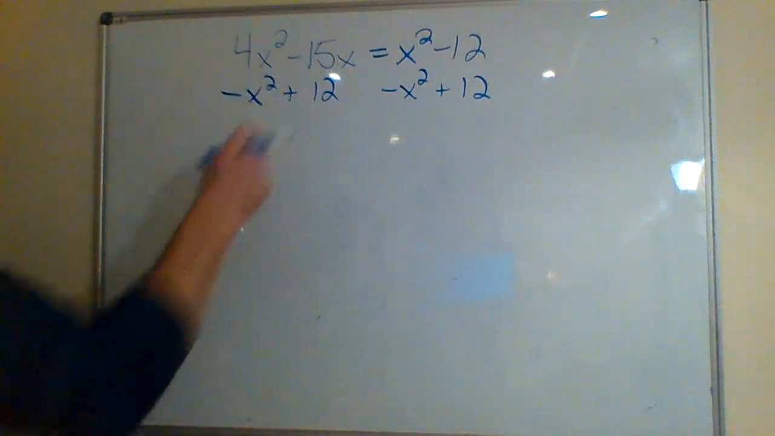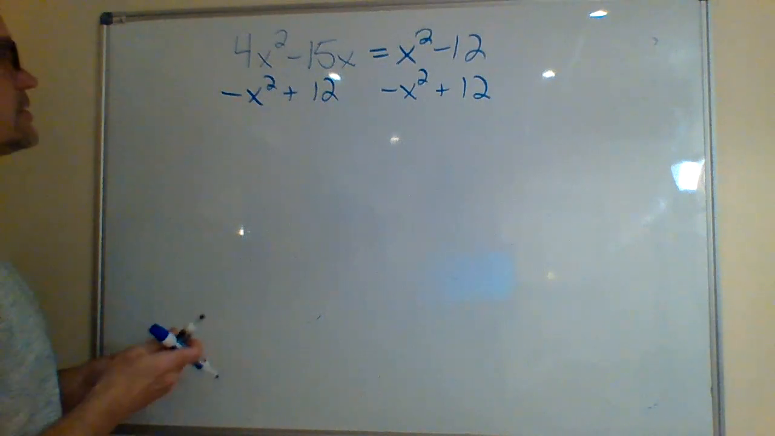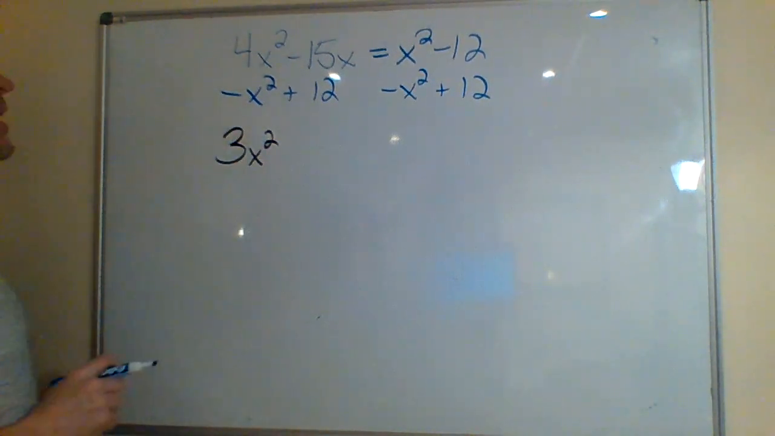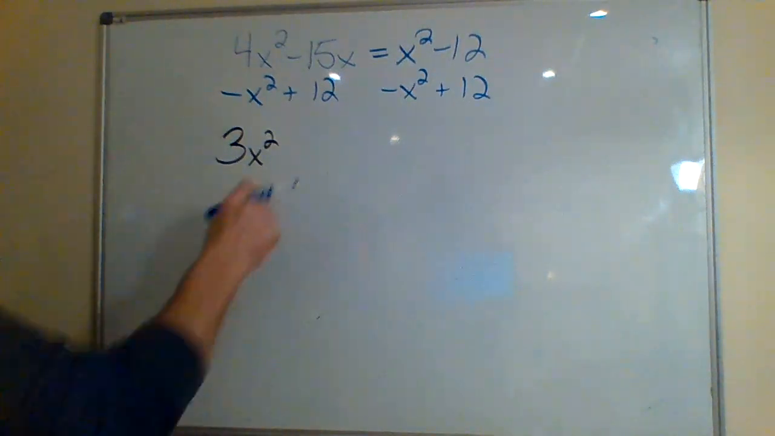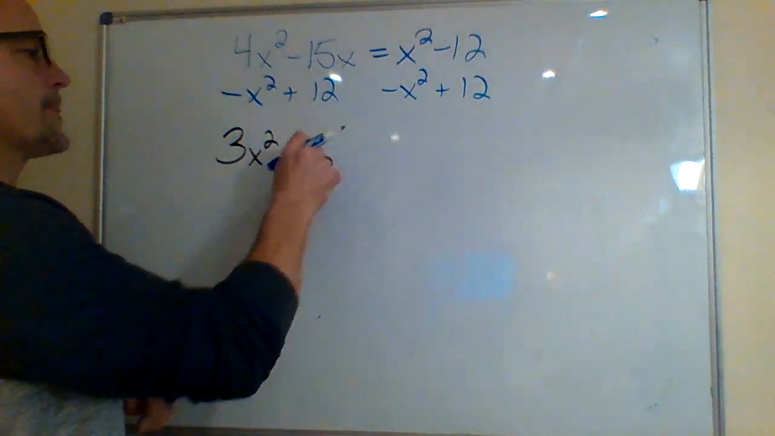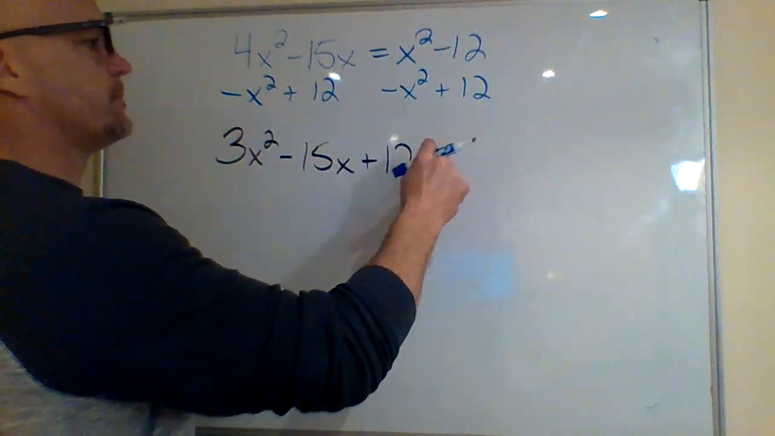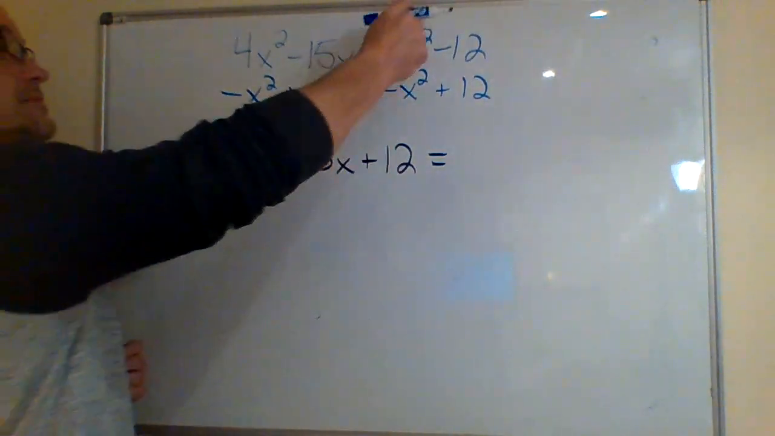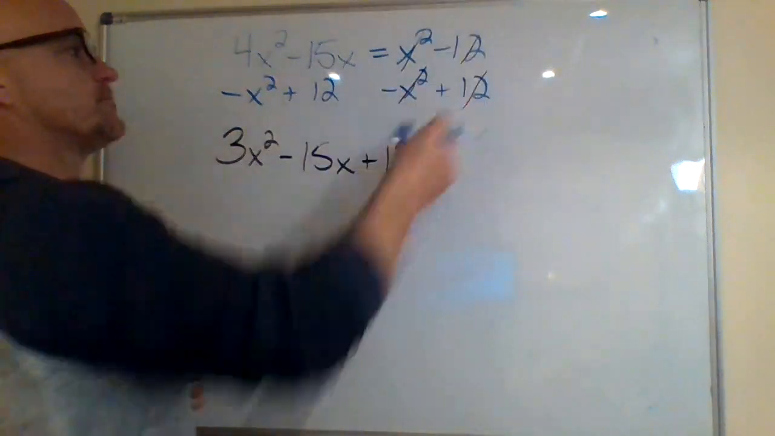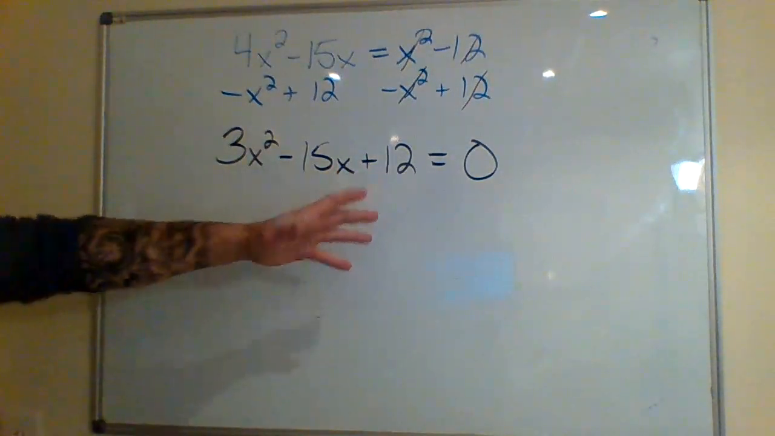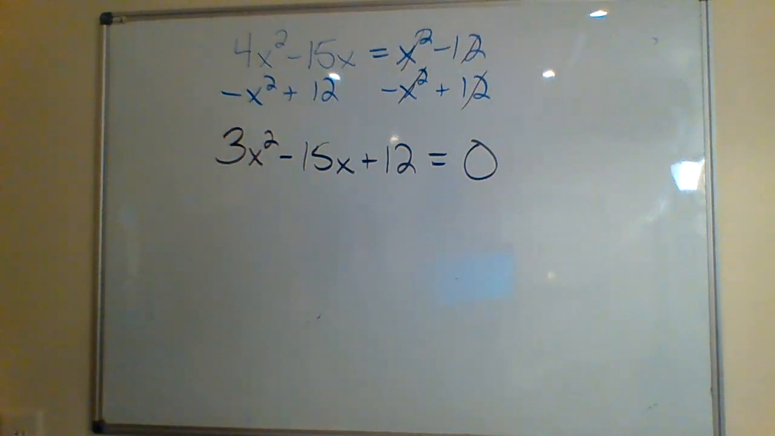So 4x squared minus x squared is going to give me 3x squared. The minus 15x has nothing to combine with it. And the plus 12, nothing to combine with that. On the other side of the equal sign, x squareds are going away, 12s are going away. That equals 0. Now that I've said it equals 0, factor, 0 product property.